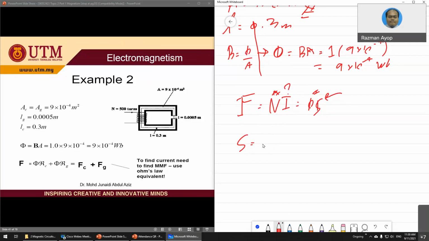So S is equal to L core divided by mu not mu R core, multiplied by area of the core, plus the length of the gap divided by mu not, and mu R for the gap, which is empty space, and the area of the gap. So you have to calculate this.